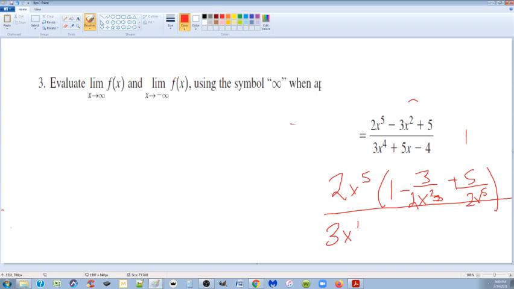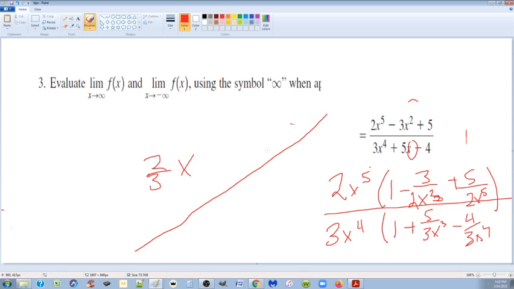And at the bottom I can take 3x to the 4, right? And I'm left with 1 plus 5 over 3x to the 3, because these cancel out. And by the way, this 2 cancels out, and I'm left with minus 4 over 3x to the 4. Same thing happens. These fractions become infinitesimal. But what I'm left with here, when I cancel these out, is 2/3 x, which is a line that has a slope like that. Which means that this is partially what my oblique line formula will be if I want to discover it.